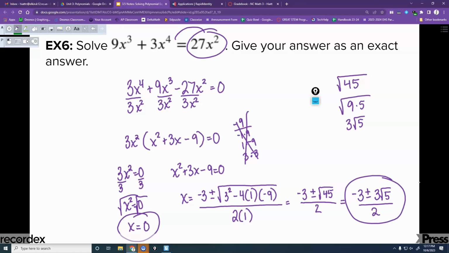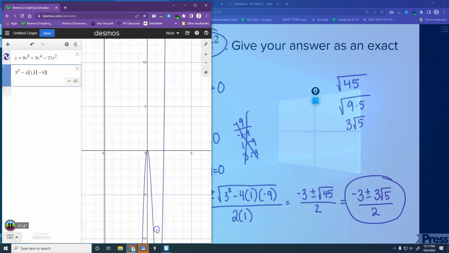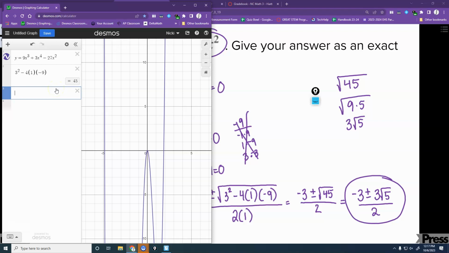And if we do type these into Desmos, like if we want to check to make sure we've done it right, if I type in negative 3 plus square root of 45 all divided by 2, I get 1.854, and over here on my graph, that was 1.854, right? And if I were to do that same thing, but with the minus instead, I'd get negative 4.854, and over here on my graph, that's the same thing there.